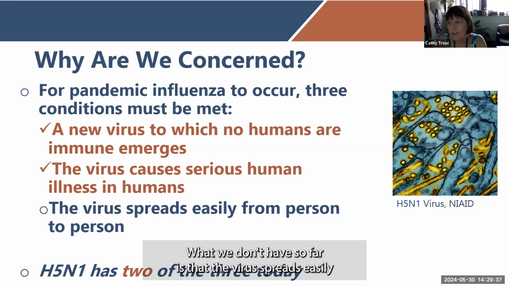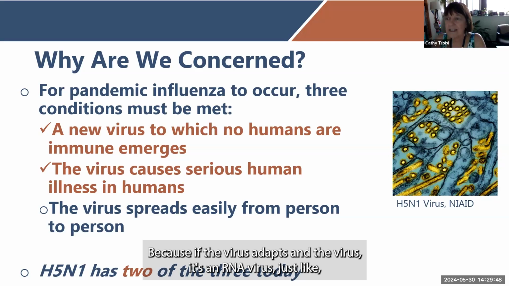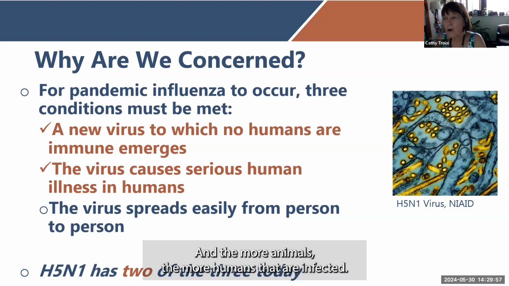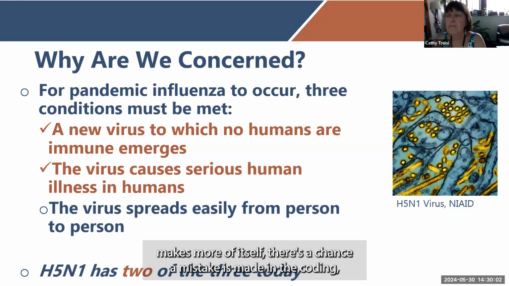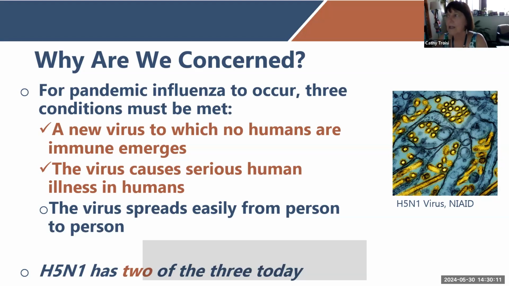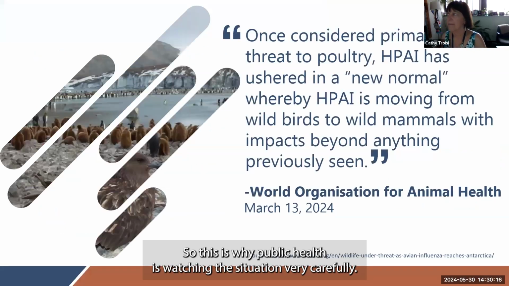What we don't have so far is that the virus spreads easily from person to person. That is what everybody is very concerned about, because if the virus adapts, and it's an RNA virus, just like the COVID virus, it can change easily. And the more animals and humans that are infected, every time that virus makes more of itself, there's a chance a mistake is made in the coding, and you get a new virus that could spread easier from human to human. So this is why public health is watching the situation very carefully.